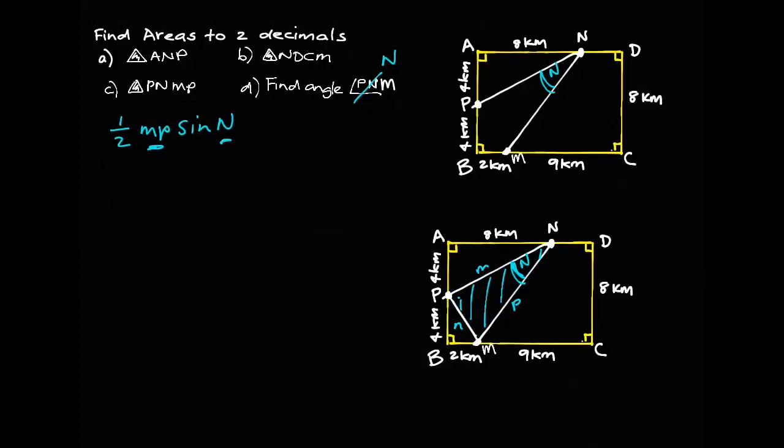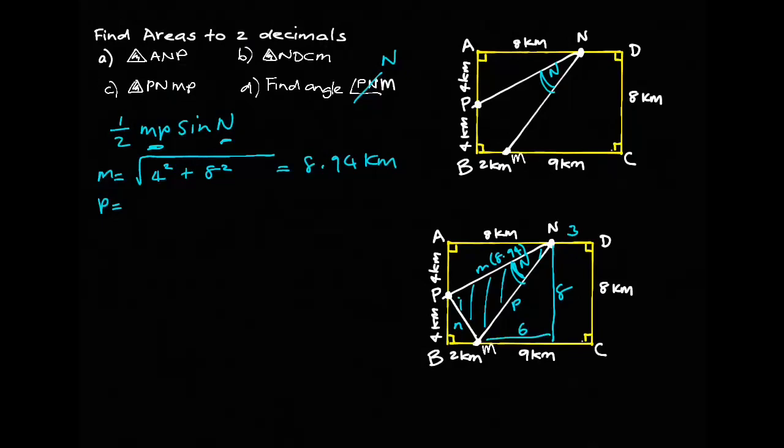Now firstly, we can find m pretty easily through Pythagoras' theorem, so I'm not going to go through every working, but it's the square root of 4 squared plus 8 squared equals 8.94 kilometres. And then we can find p, because we know that this is 8 and that this value here is 6, because we worked out that was 3. So p equals the square root of 6 squared plus 8 squared, and that equals 10 kilometres.